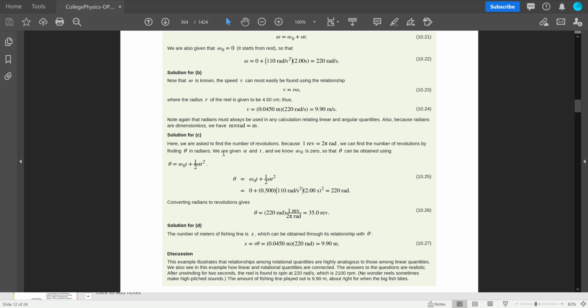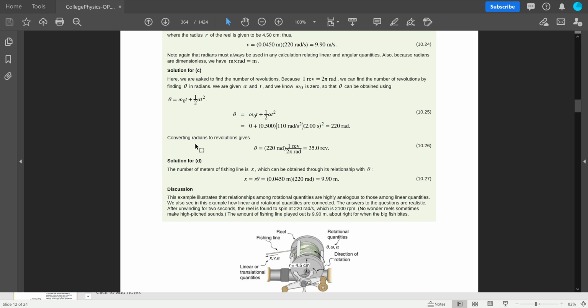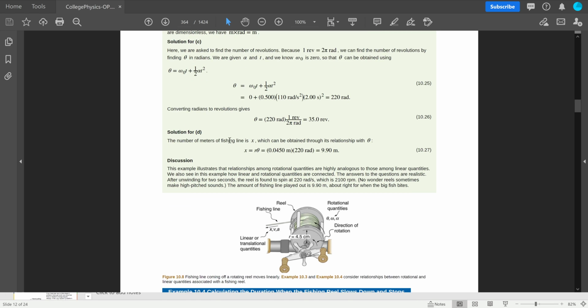For C, we get to use the bigger equation. Here we are asked to find the number of revolutions. So theta is our angle. We're going to go ahead and use that one. We know that it's initially 0, and our 1/2 is 0.5 here. Our alpha is 110 radians per second squared, and our time is 2 seconds squared. So that equals 220 radians. Converting that from radians to revolutions, which is dividing by 2 pi, gives us 35 revolutions.